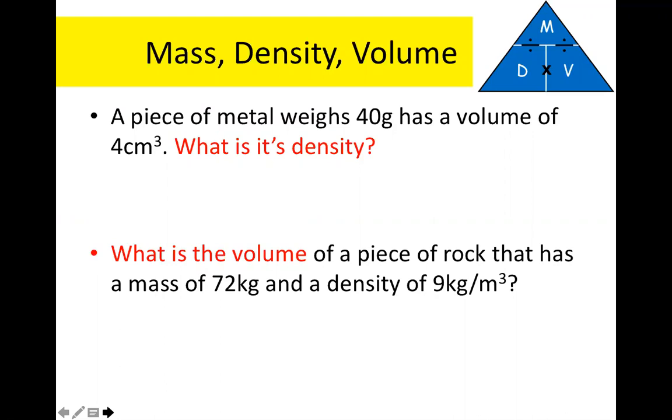Okay, what is the volume of a piece of rock that has a mass of 72, density of 9? So if I want to calculate volume, Abigail, how do I calculate for volume? Density over mass. Look at the triangle again. If I want to calculate volume, I cover volume. Mass over density. Right. So I take the mass 72, I divide by 9. So I get 8 cm cube.